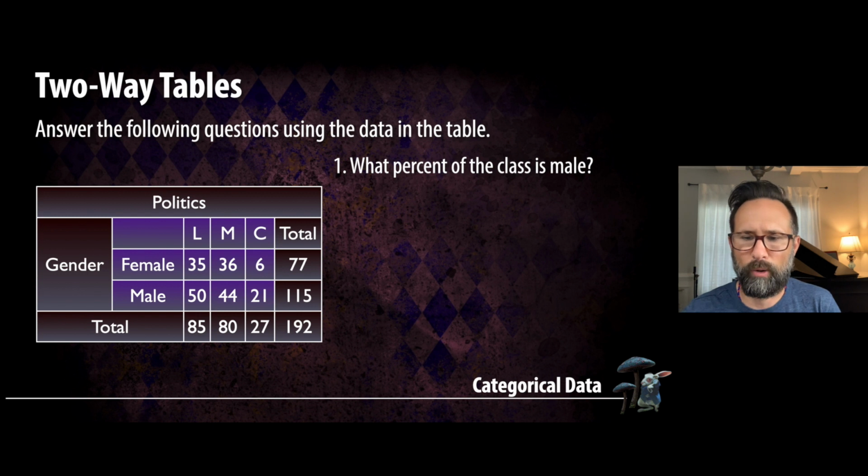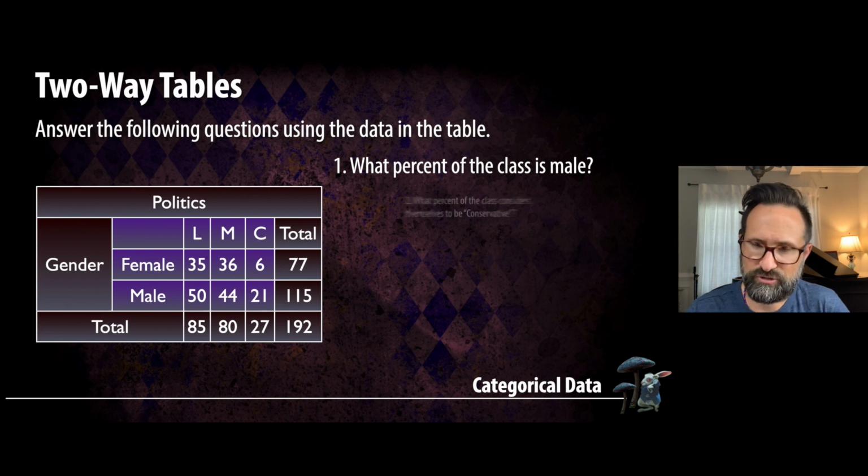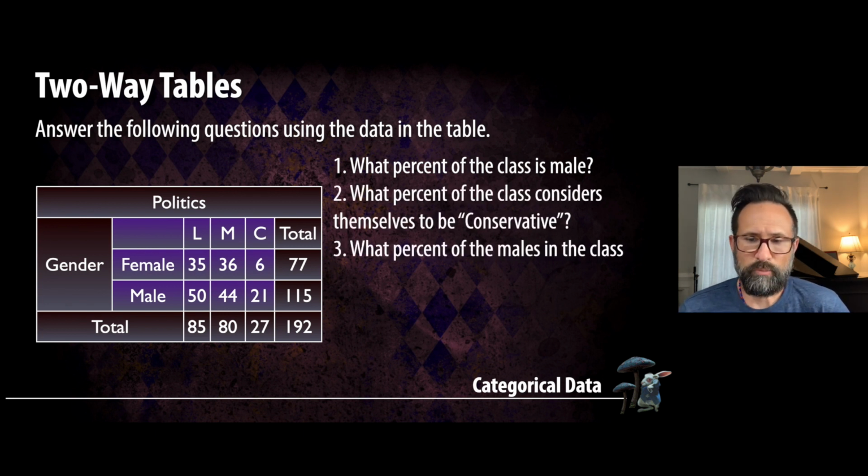So first of all, what percent of the class is male? Well, that's easy. We said that earlier. It's 115 out of 192. It just said of all of the class, right? So I'm still looking at marginal distributions. If we look at the next one, it says what percent of the class considers themselves to be conservative. I'm still looking at the whole class, so I'm still in marginal distribution. So conservative, we had 27 out of 192.